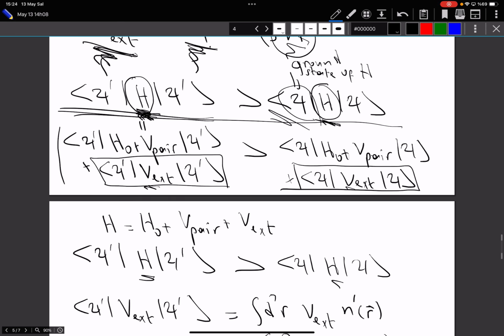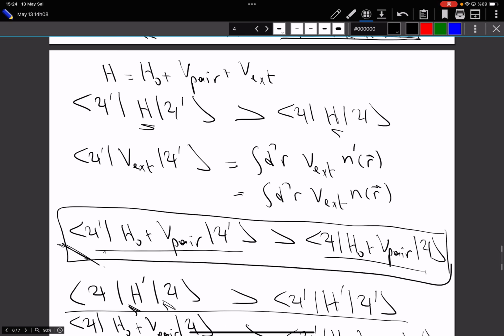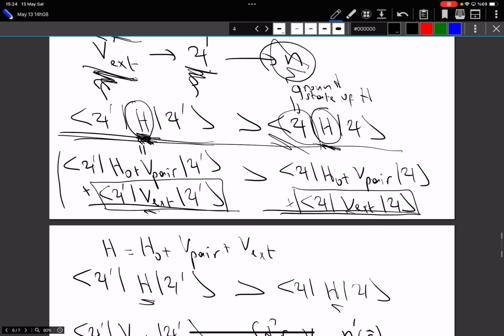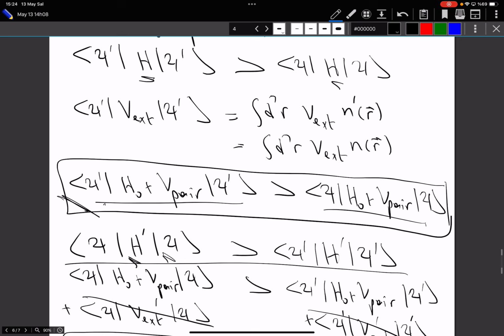Then I said that since I am assuming the density to be equal, these two matrix elements are identical. So I can cancel them, and that gives me this relation between the matrix elements of H0 and this V pair. Then I do the same exercise, but instead of H, I use H prime. Now, psi is not the ground state of H prime. It has a different external potential. So the expectation value of H prime in this new psi state should be larger than the expectation value of H prime in the psi prime state, which is the ground state of H prime.